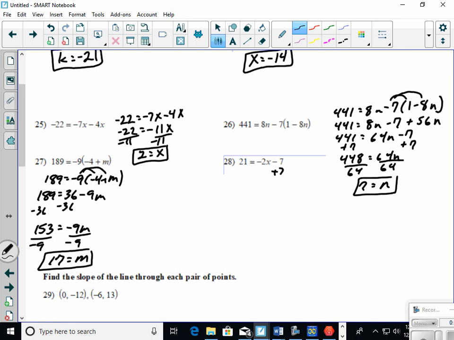Alright, so then 28, a little simpler than 27. Just going to add the 7 to both sides. Gives 28 equals negative 2x. So divide by negative 2. When we do that, we're going to have negative 14 equals x.